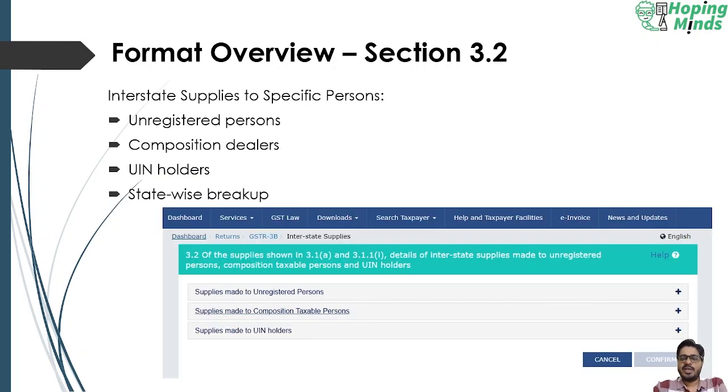So next, table 3.2. In this table, interstate supplies to specific persons like unregistered persons, composition dealers and UIN holders are required to be declared. So the total turnover during the reporting period has to be declared in table 3.1, and out of such total turnover, the turnover that pertains to unregistered persons, composition dealers and UIN holders is to be specifically declared in table 3.2. This turnover has to be declared with a breakup in terms of state and rates.